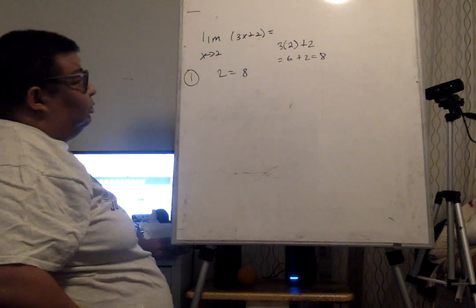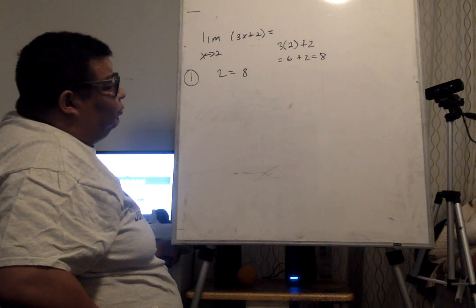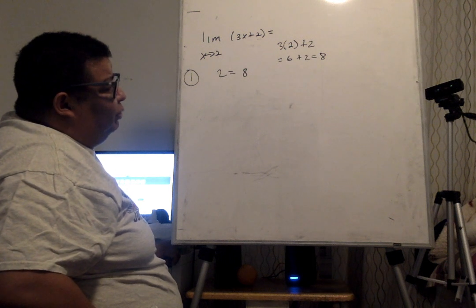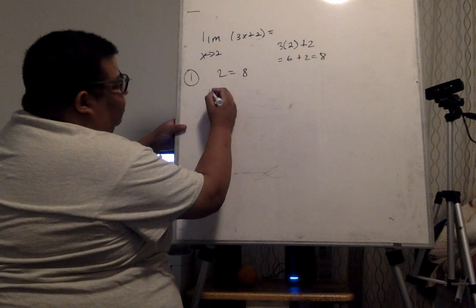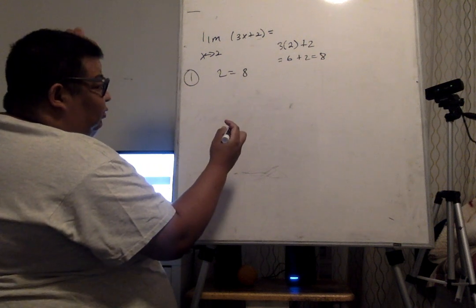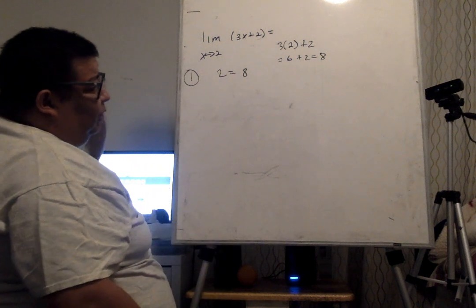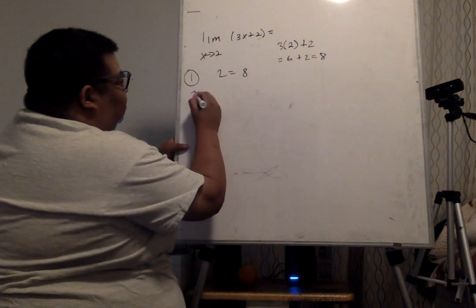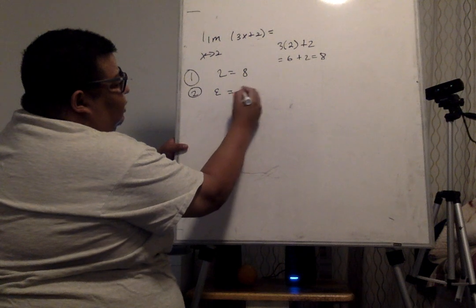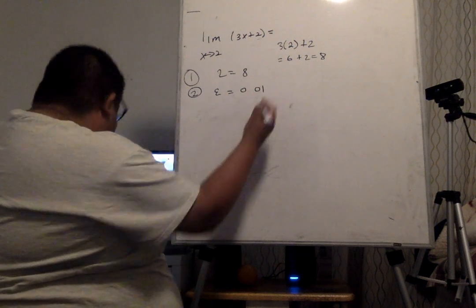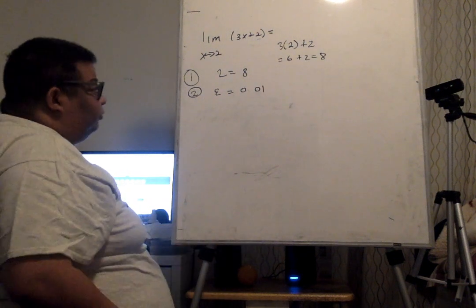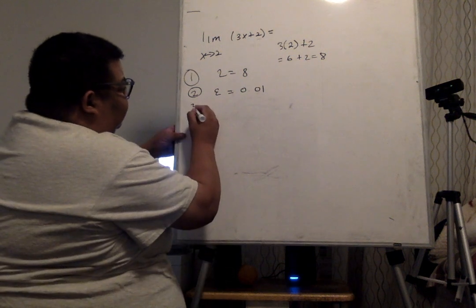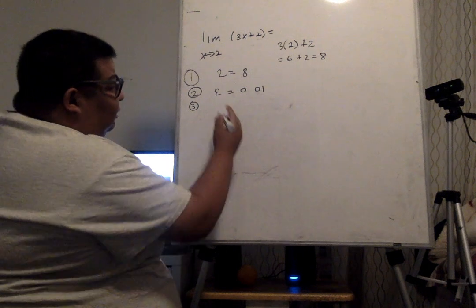Now we're gonna do some scratch work to find delta before we do the proof. So we know the proof has two requirements. We need an epsilon and we need a delta. So let's choose epsilon. Let epsilon be equal to 0.01. That's the second step. So the third step, we're gonna relate the epsilon with the delta.